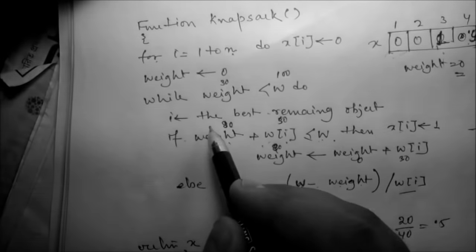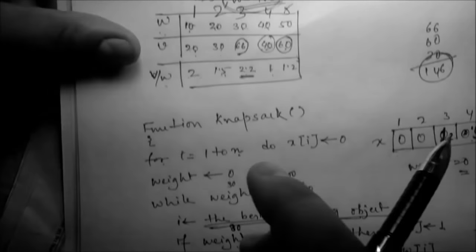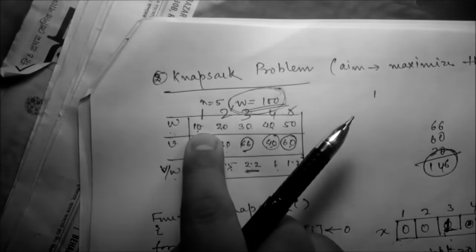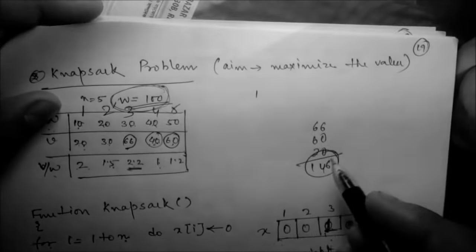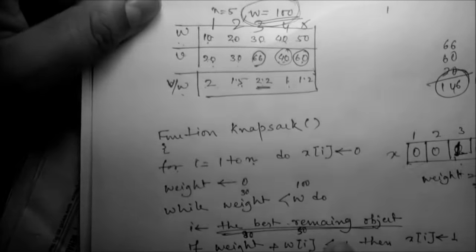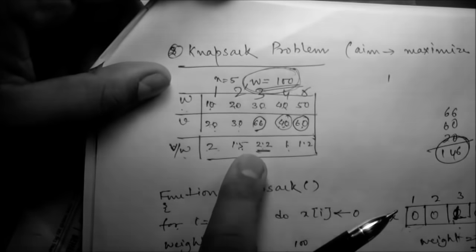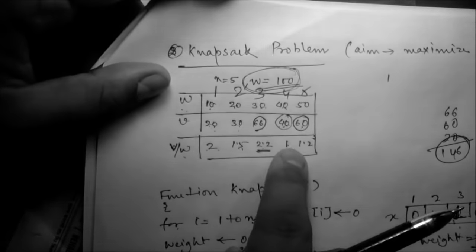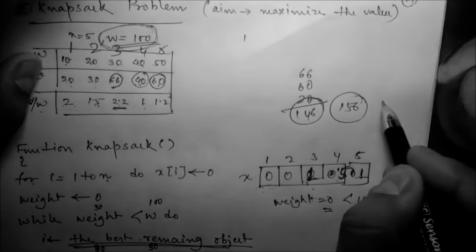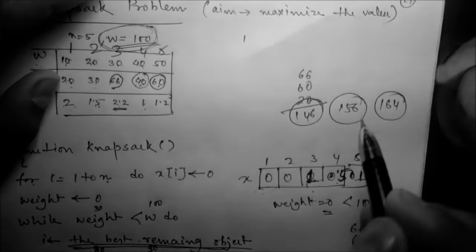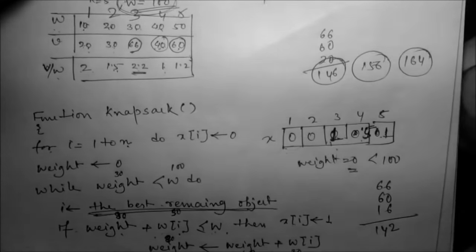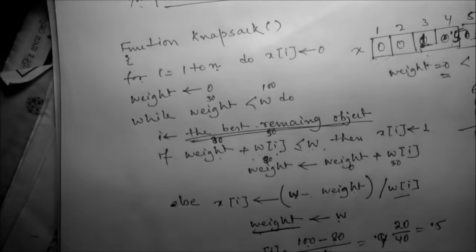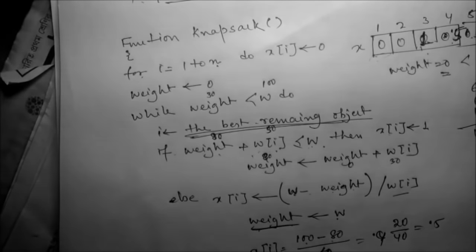Similarly, if you select the best remaining object according to weight, first this one, then this one, then this one, the total value will be 156. Similarly, if we select by value per weight, this one first, then this one, then this one, we can accumulate 164 value. So this is the knapsack problem using the greedy method.